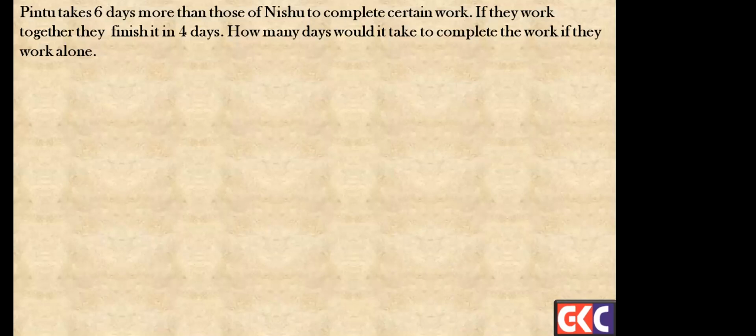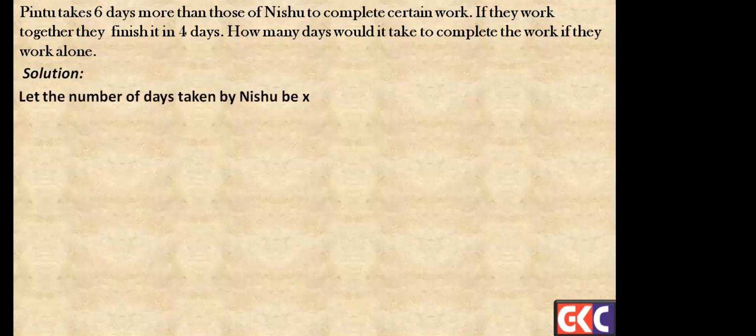If you see carefully, first thing, we don't know anything about it: who takes how many days, how much time it takes, we don't know anything, right? We just know that Pintu is taking 6 days more than Nishu. So I'll simply consider that Nishu, the one who's taking fewer days, is taking X days to complete the work. Is that clear?